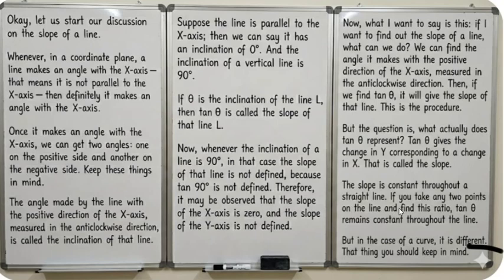Therefore, the slope is constant. But in the case of a curve, the slope is different at different points. If you find the slope at one point, it is different from the other point, but in the case of a straight line, the slope is constant. That is the reason why, if two points on a line are given, it is sufficient to find its slope. This is a very important concept. Keep it in mind. Thank you.